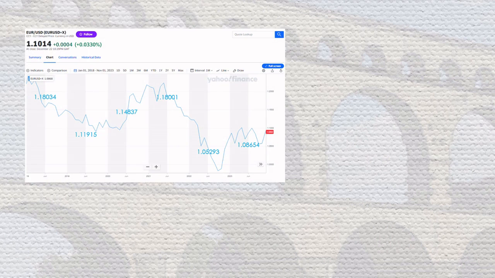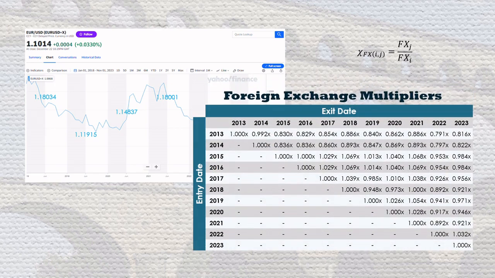I pull down the monthly rates and take the average of 12 values to provide a blended annual rate for each year. You can make this more precise if you wish, but this is a good starting point. The FX return multiplier is the rate at time 2 divided by the value at time 1. So we can create a foreign exchange return matrix like this that describes the impact of the various entry and exit dates.